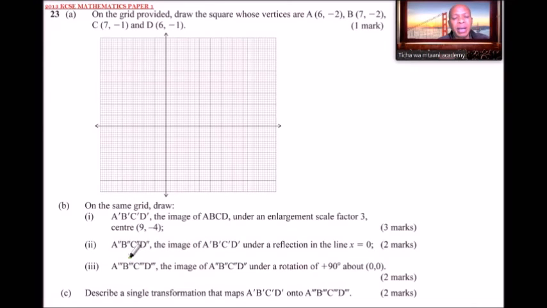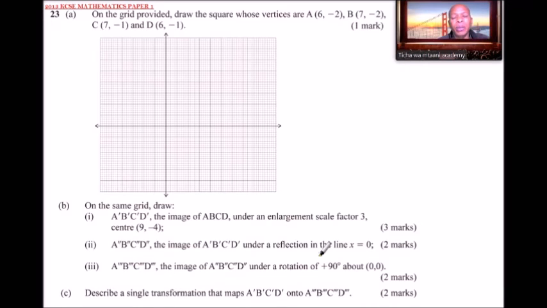This one, Roman number 2, it's about reflection. What are the properties that we use to do a reflection? One, the line joining the object and the image is perpendicular to the mirror line. And the distance from the object to the mirror line is equal to the distance from the mirror line to the image. So that is very important.